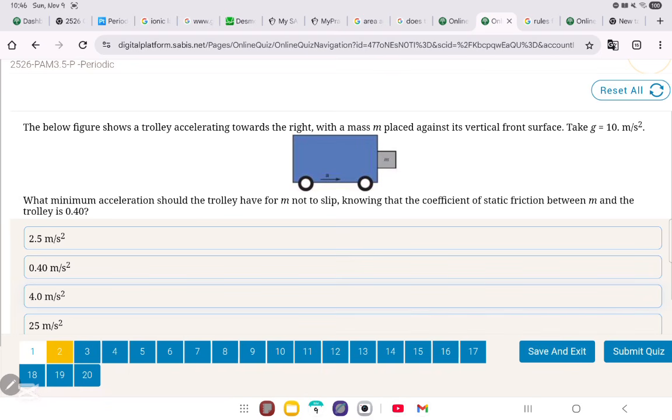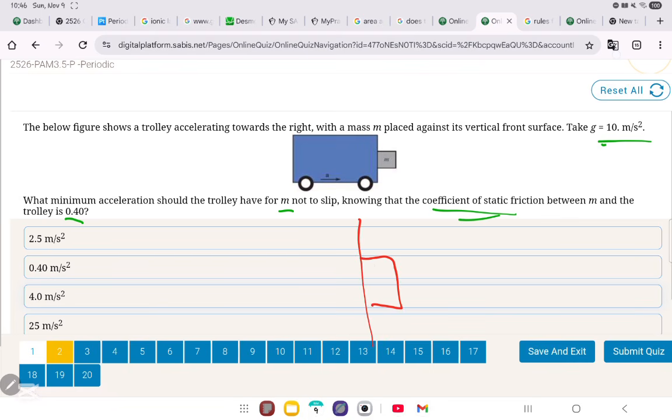Anyways, we have everything that we know in front of us. First of all, we know that g is 10 meters per second squared. We also know that it has a mass m. They didn't tell us the value of the mass. And that the coefficient of the trolley is how much? The coefficient of the trolley is 0.4. This is the coefficient of the static friction. Now, anyways, let us get to drawing the free body diagram.